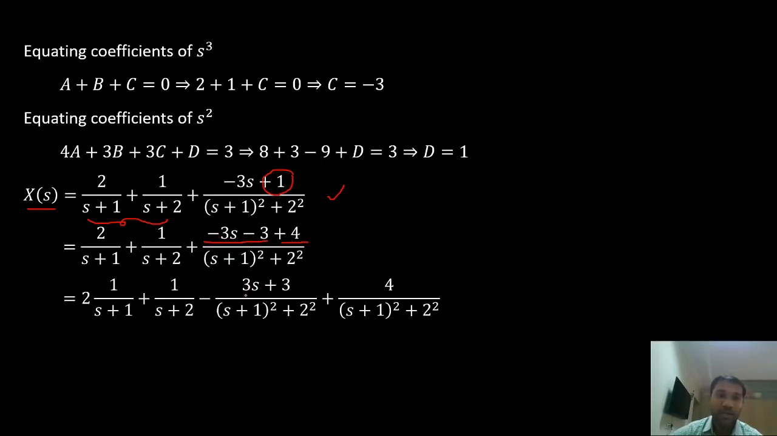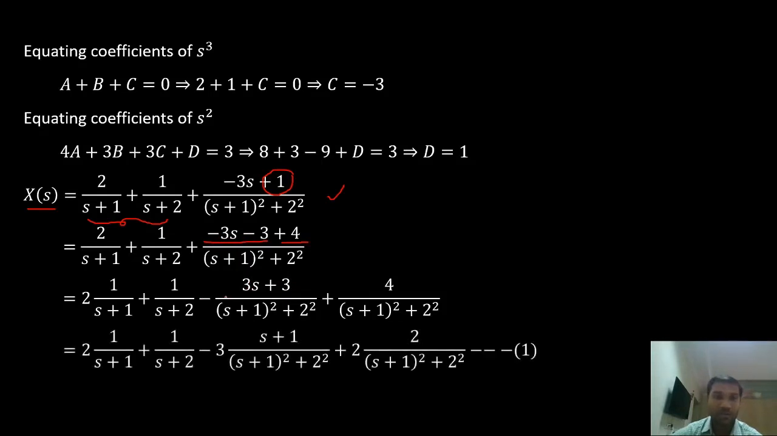3 also I can take it as common. So if I take 3 also common, what will happen? S plus 1 divided by S plus 1 whole square plus 2 square. Here 2, if I take it as a constant, I am left with 2, right? 2 by S plus 1 whole square plus 2 square.